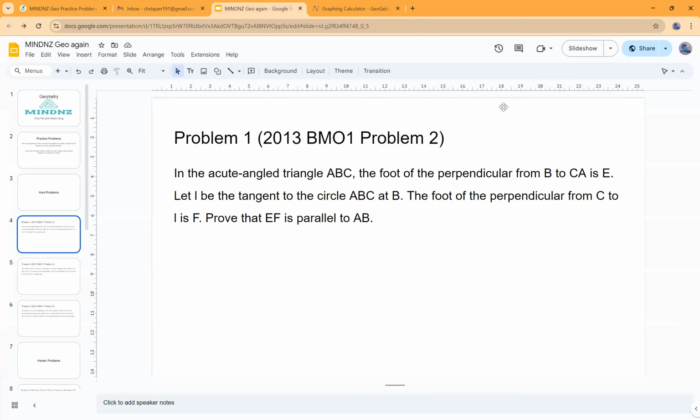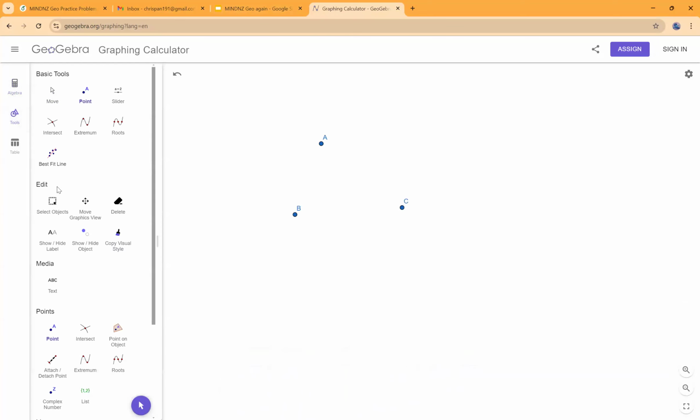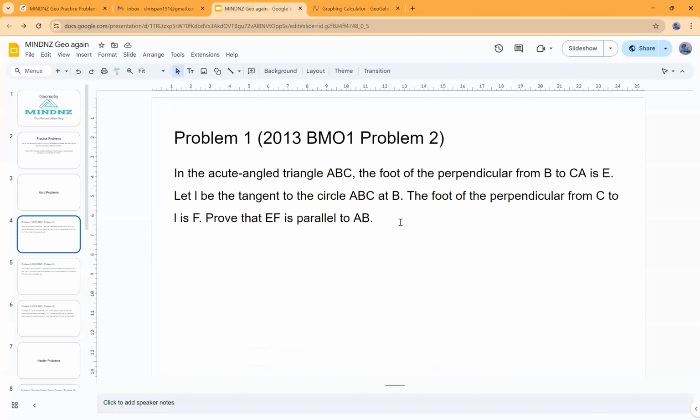Okay, so we have the first problem here from Beamer 1. We have a triangle ABC, and we have a foot of a perpendicular from B to CA. Sorry, while I'm drawing the diagram, you guys should try to work on the problem yourself. This is the time that I'll be giving you to work on the problem yourself.